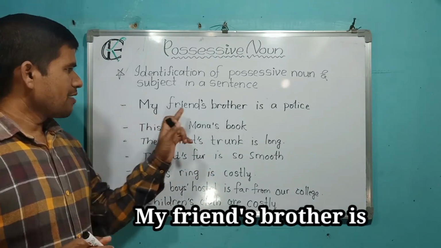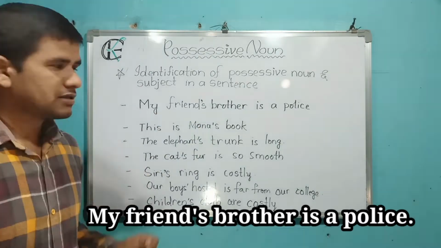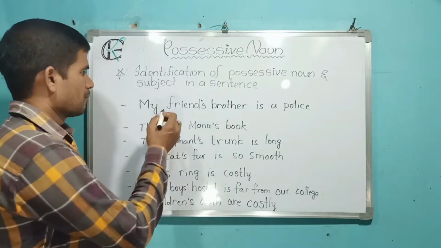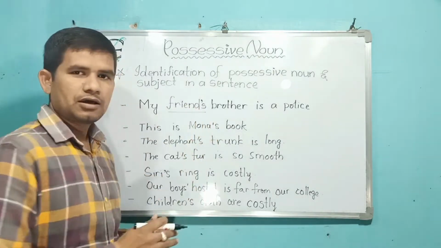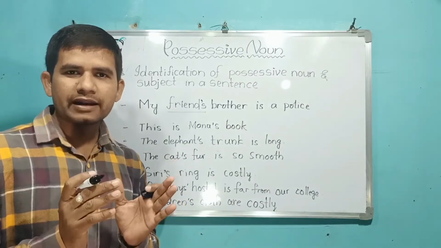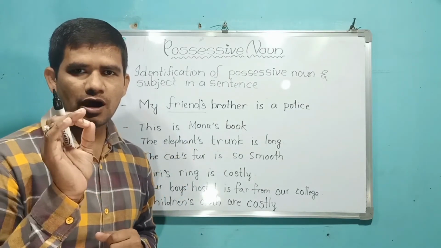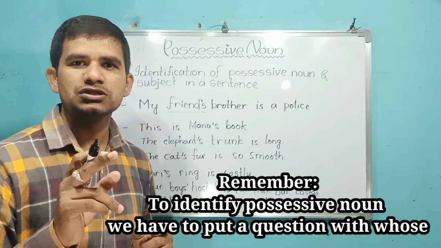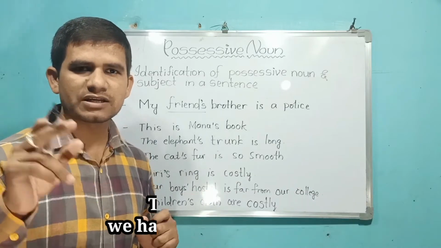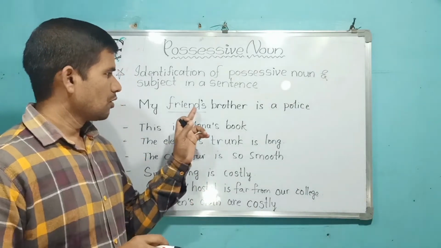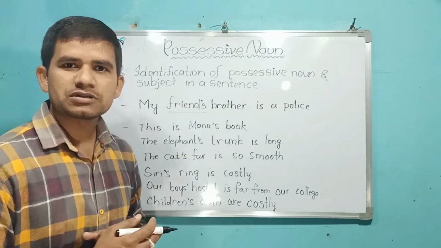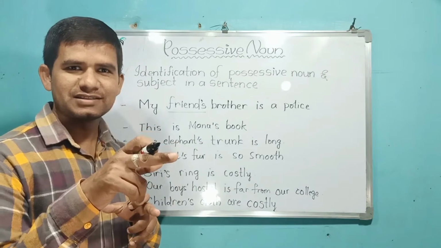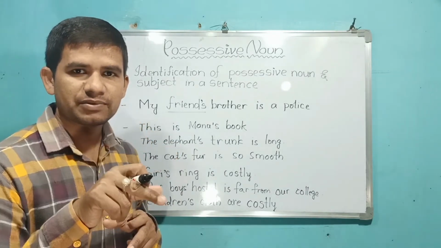First of all, my friend's brother is a police officer. What is the possessive noun? Friend's. See friend, how to identify the possessive noun? For that you have to remember one trick. You have to ask the question with whose. So here, whose brother is a police officer? My friend's brother is a police officer. Yes, here is the answer.